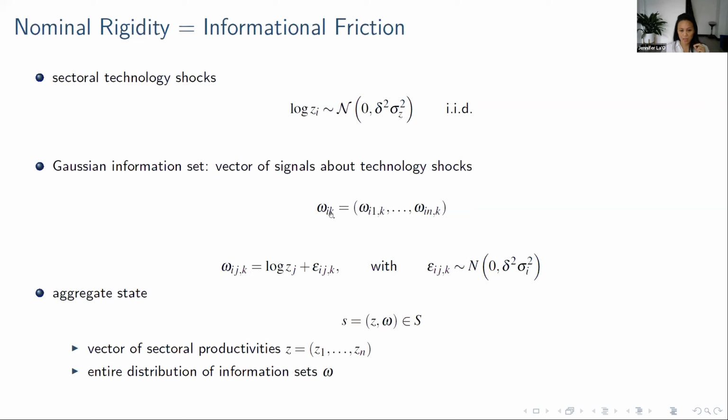So think of firm k in sector i getting a signal, or basically a vector of signals, one for each productivity shock in the economy. You can think of omega_ij of firm k as a signal this firm gets of the productivity shock in sector j, with some idiosyncratic noise. Therefore, the aggregate state in our economy is not just going to be the fundamentals, which is the vector of sectoral productivities, but is also going to include this entire distribution of information sets in the economy.